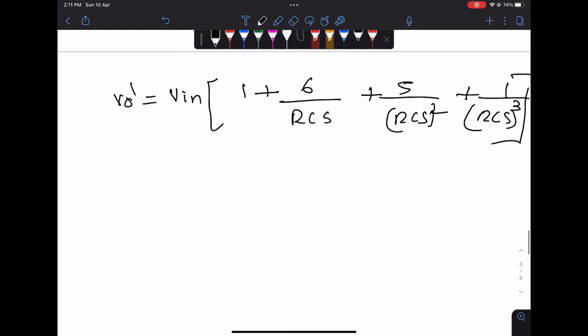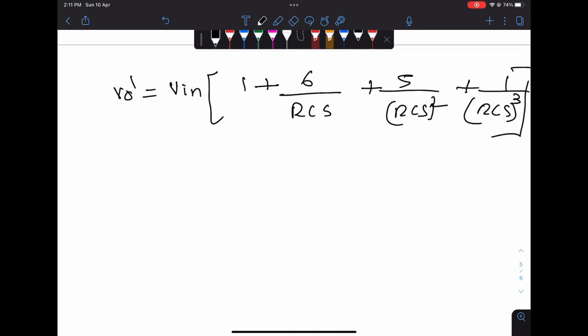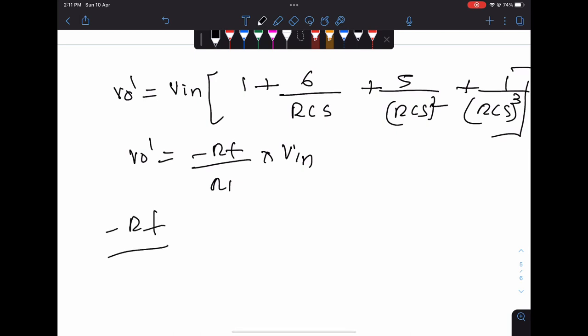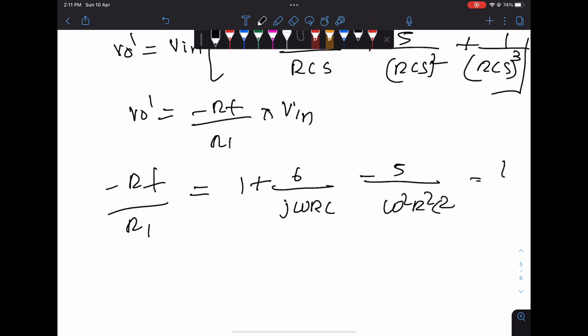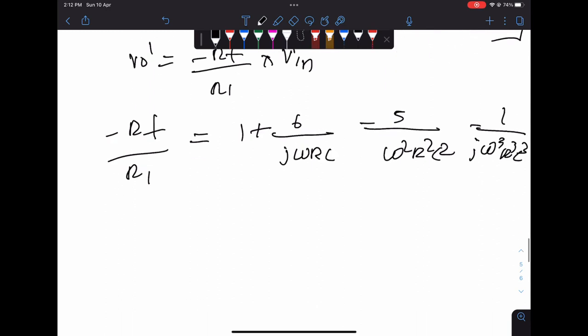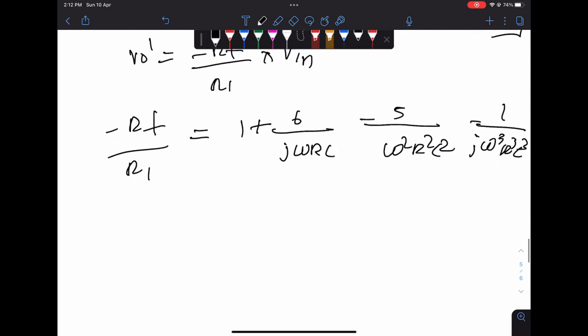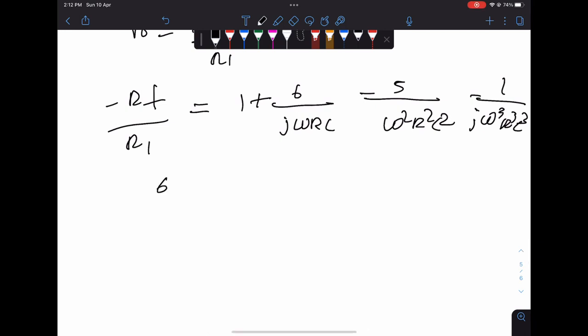So now we got the transfer function, V out by V in, and everything we got. And now we are writing this V out is equal to, from this non-inverting configuration, so minus Rf by R1 is equal to, we are replacing this S to the j omega, so j omega Rc like a square, and everything we are replacing to the j omega. And now we are equating the real components and the imaginary components so that we get the omega and Rf by R1 ratio.